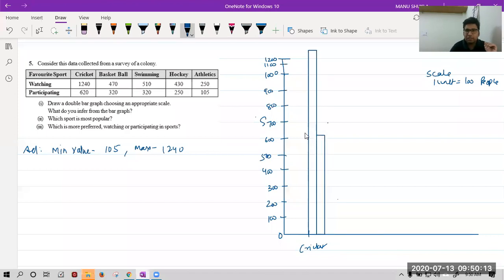So you can write like this. Suppose this time I have taken the second one as dash. So the box is showing watching and the dash is showing participating. This way you can make the complete double bar graph. I hope it's clear now to everyone.